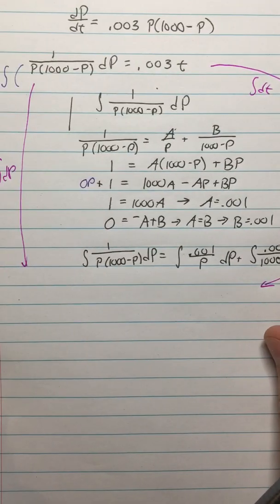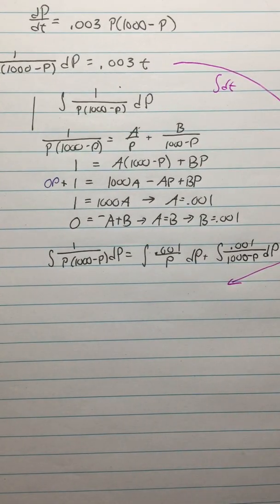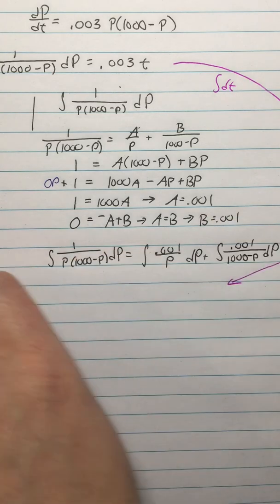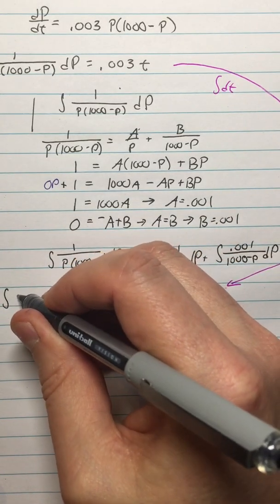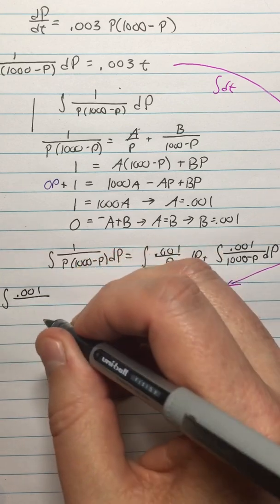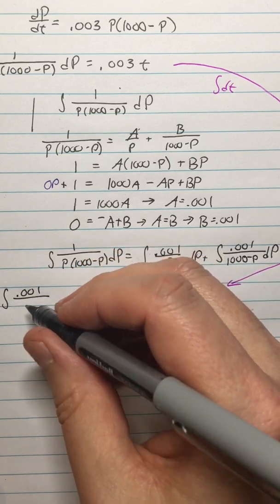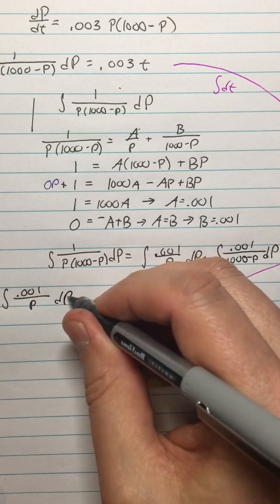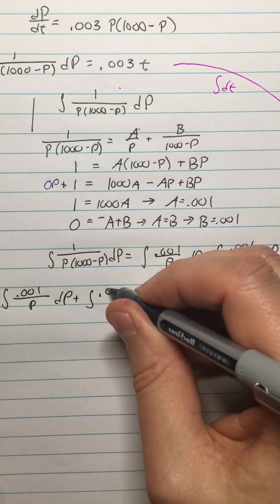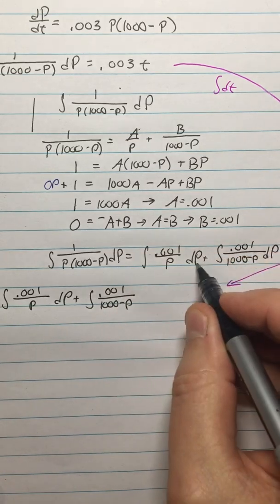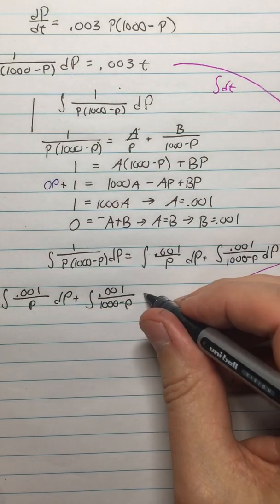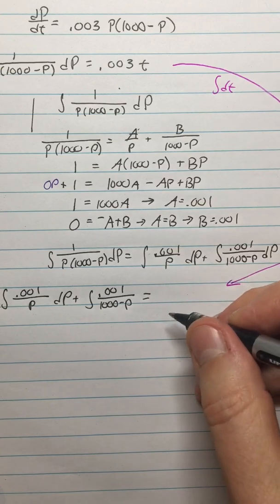All right, so I can write my new equation. So my new equation is going to be the integral of, and this is sort of the trick, we don't do the integral yet. Integral 0.01 over p dp plus integral 0.001 over 1000 minus p, because that's what we determined that integral is, equals, and what's the antiderivative of 0.03?